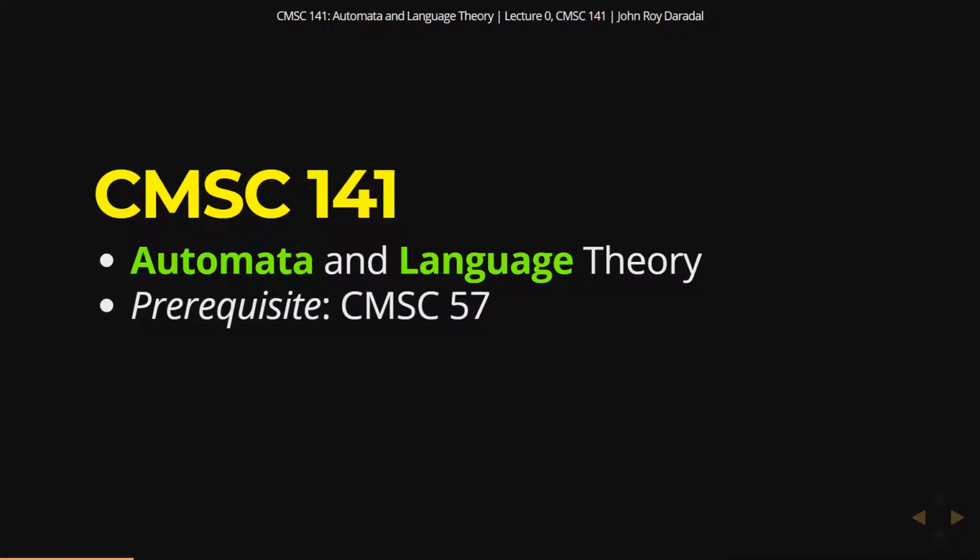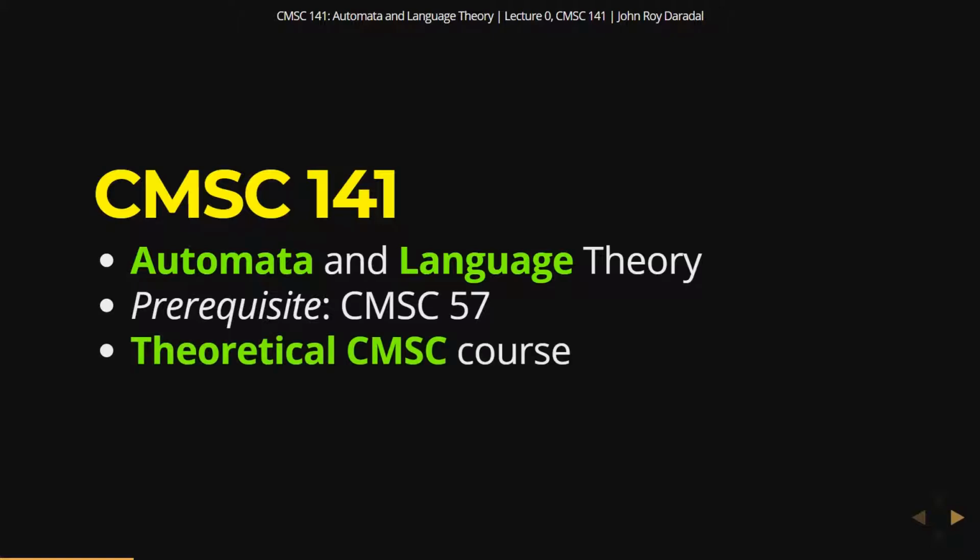Now, ComSci 141 has a prerequisite, which is ComSci 57 or Discrete Mathematics 2. So I'm sure all of you have already passed this course for you to be able to enroll in 141. But just a little heads up, ComSci 141 is very heavy on theory. So it's a theoretical ComSci course. Okay, and when we say theoretical ComSci course, there's a lot of proving, a lot of formal notations, a lot of math notations, a lot of formal languages.